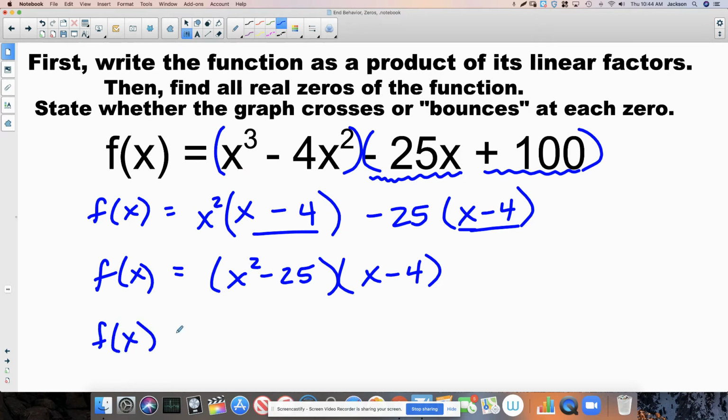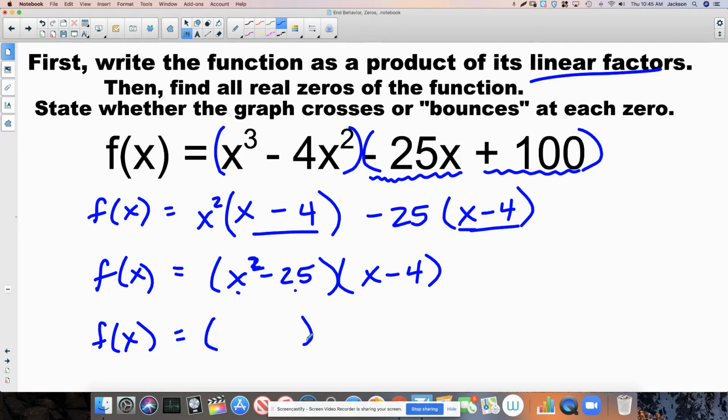Let me know, I can send those to you. But this goes to something we talked about in the previous video: these are not linear factors. This is not a linear factor because it's x squared. We would call this a quadratic factor, but it is a special type of quadratic factor. It is a binomial that is the difference of two perfect squares.